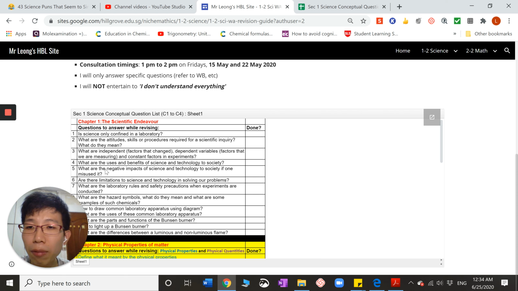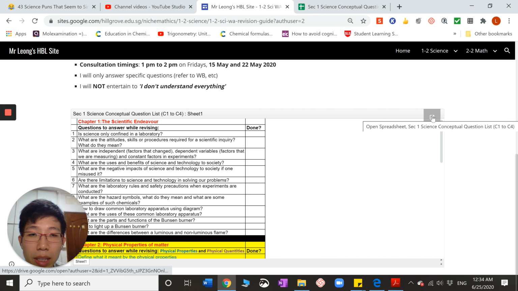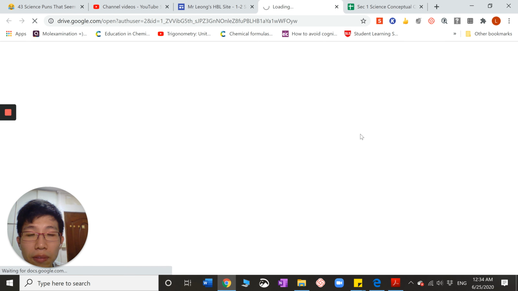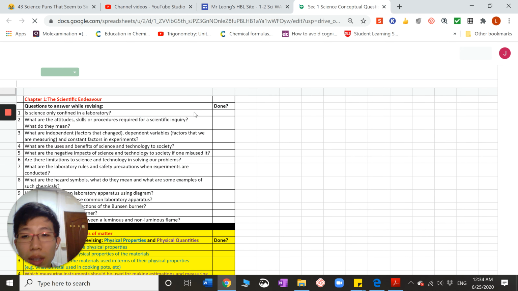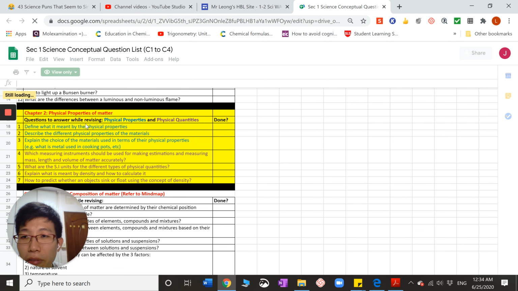Like for example, what are the uses and benefits of science and technology to society? If you know what the uses and benefits of science and technology are, you put a tick beside it. So you click this button here. After that, it'll bring you to an Excel spreadsheet. So for chapter 2, I have rephrased it into a question base.